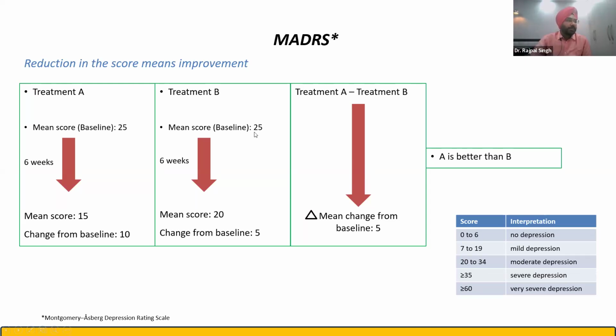In treatment B, the mean baseline was 25. After treatment for 6 weeks, it has reduced to 20. Change from baseline is 5. It means that treatment A is offering 5 points more reduction, meaning A is better than B in reduction of MADRS in a specific set of patients. This is how we report a continuous outcome.